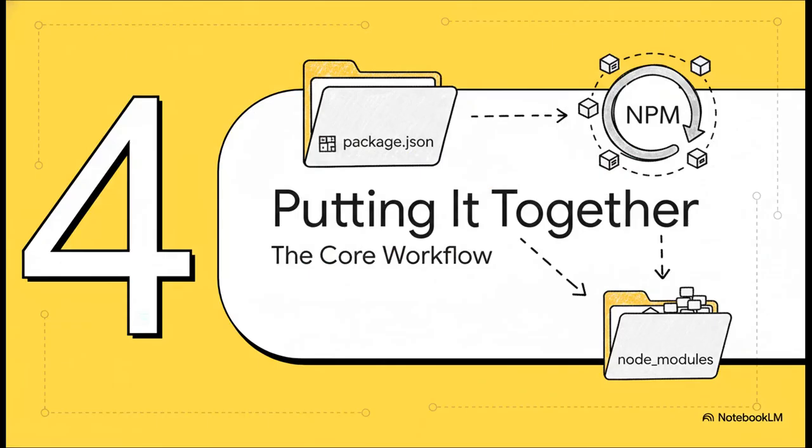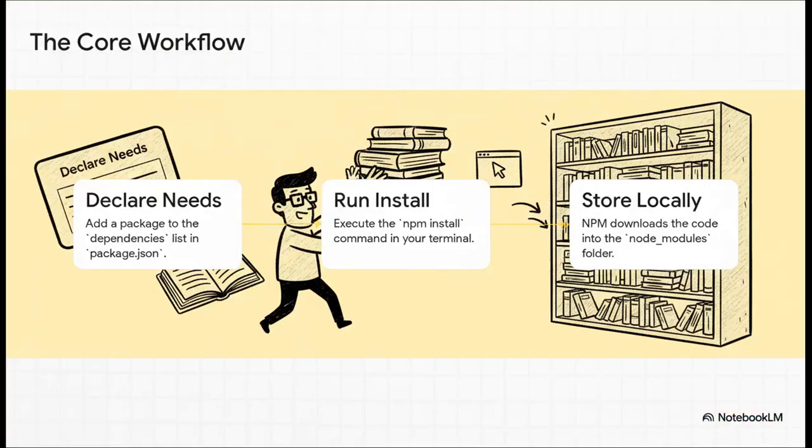Okay, so let's put it all together now. We've got our project blueprint, the package.json file, and we've got this massive public library, NPM. So how do we actually get the books from the library onto our shelf? How do they work together? Well, this is where that famous, or maybe infamous, folder, Node Modules, enters the picture. This simple three-step process is basically the heartbeat of modern JavaScript development.